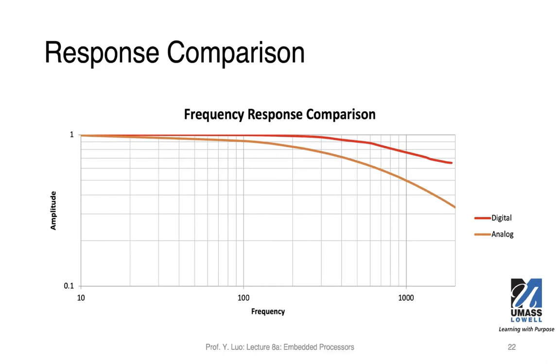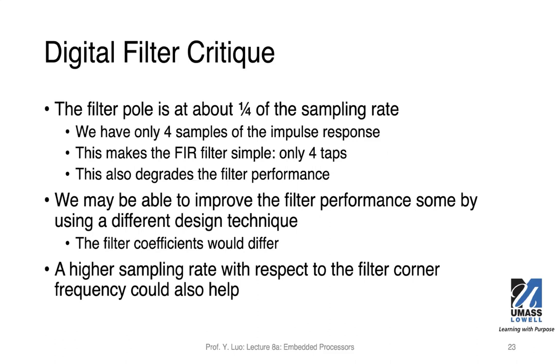When we compare these two, we see that the one we used with microprocessors has a similar trend. However, it does not follow exactly what we have seen in the analog design. You can expect this to happen because we made a lot of assumptions and simplifications when we processed this signal. First of all, we only use 4 samples of the impulse response, whereas in the original circuitry, the impulse response function is a continuous function. For our design, we use 4 samples, which makes the FIR filter very simple with only 4 taps. As a result, that degrades the filter performance.